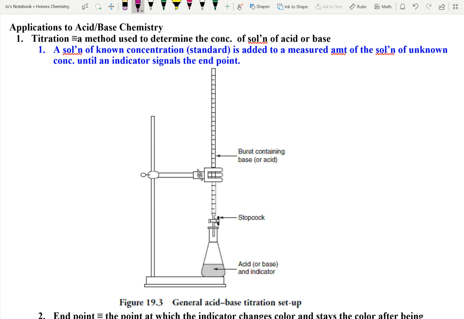In fact, at my dad's dairy in Platteville, they titrate every batch of milk, and it gives them information that they record for every batch of milk that goes out. So it's a very important process.